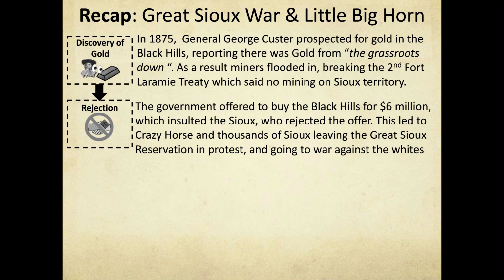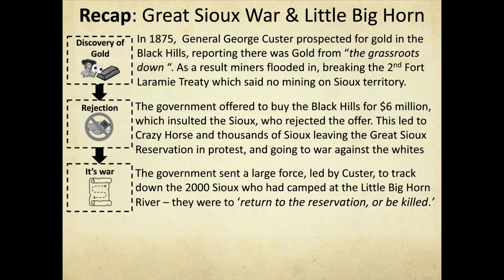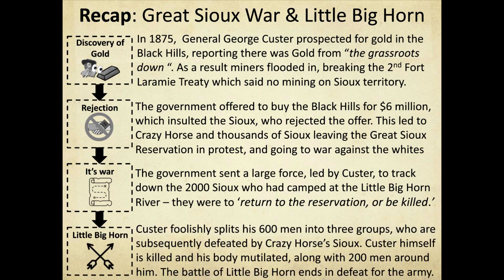They rejected it. It led to Crazy Horse and thousands of Sioux leaving the Great Sioux Reservation in protest and going to war against the whites. It's war. The government sent a large force led by Custer to track down the 2,000 Sioux who had camped at the Little Bighorn River. They were to return to the reservation or be killed.